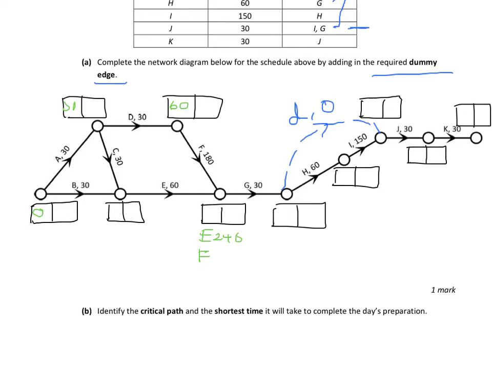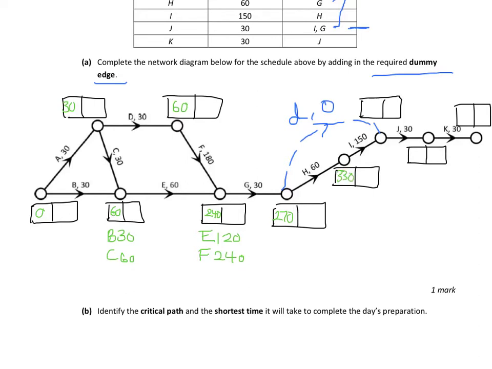So from 0 along B, we have two paths there. B would give us 30, C would give us 60. So 60 in the box, 60 plus 60, so E would give us 120. And so 240 in the box. Across to G, so plus another 30, we have 270. Up to H, another 60, so 330.